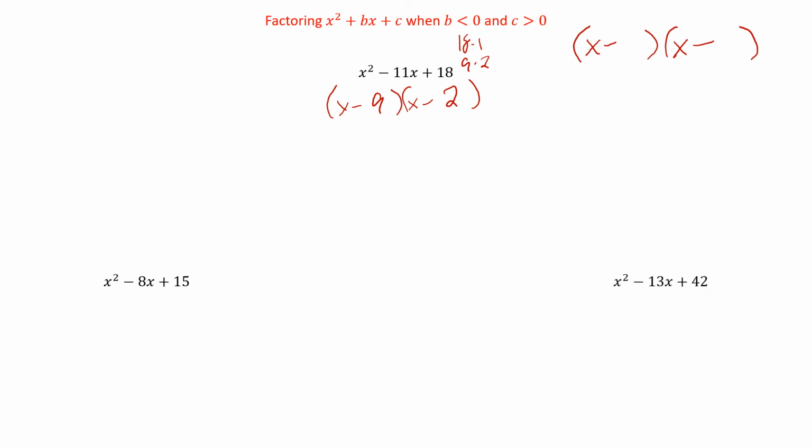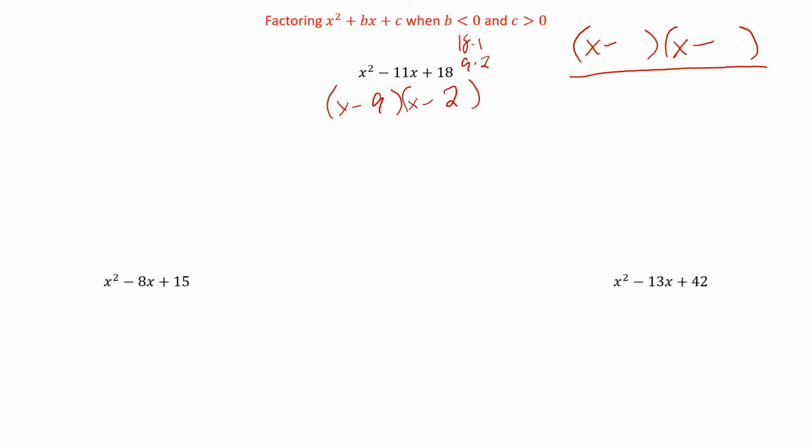So try a couple. Try x squared minus 8x plus 15 and x squared minus 13x plus 42. Remember, you'll have x minus something times x minus something. So go ahead and pause me really quick and then come back when you're ready. All right, how do you think you did?